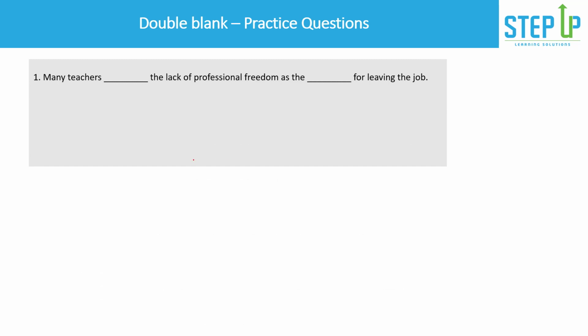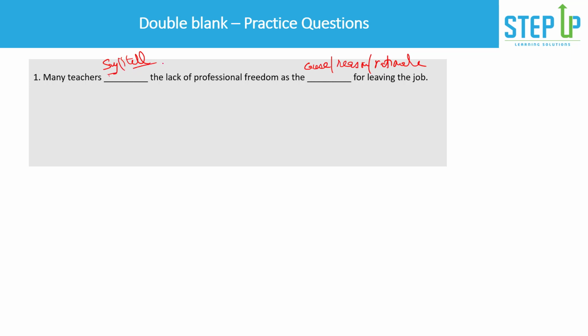So let's remove the options. The author says many teachers dash the lack of professional freedom as the dash for leaving the job. So many teachers indicate or show or tell that the lack of professional freedom is the cause, is the reason, right? It could be cause, reason, rationale. Why are they leaving the job? Probably because of the lack of freedom. So they say, they tell, right? All these words could fit here.